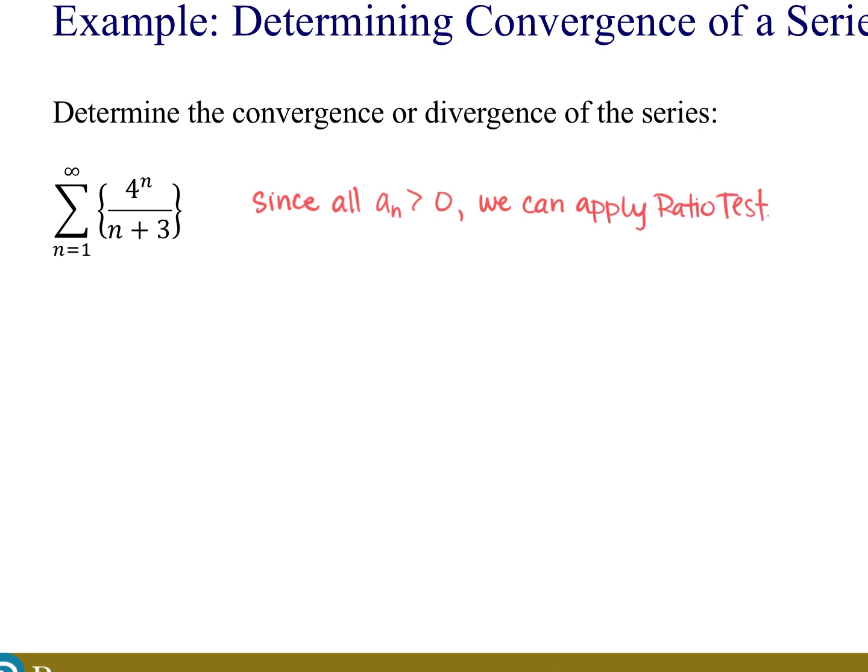All right, our terms are going to be, the a sub n term is 4 to the n over n plus 3. The a sub n plus 1 term means I have to add 1 to all the n's. That'll be 4 to the n plus 1 over, and I have to add 1 to the n in the denominator as well, so that'll be n plus 1 plus 3. So it turns out to be 4 to the n plus 1 over n plus 4.